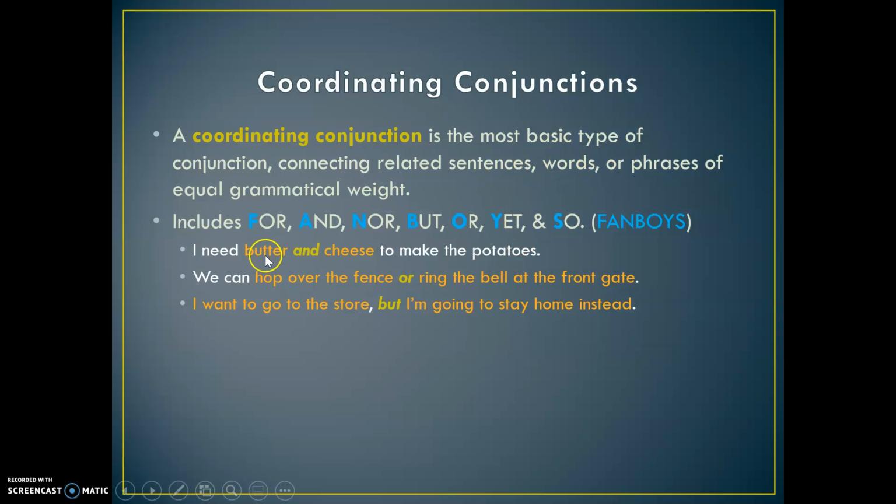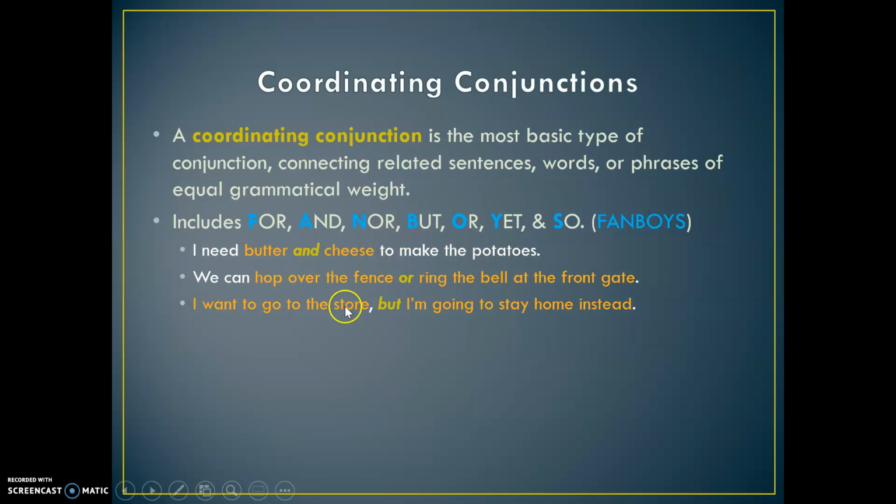So we're connecting the noun butter with the noun cheese, okay? In the second example, we can hop over the fence or ring the bell at the front gate. Here we are connecting phrases, and these are verb phrases. So hop over the fence is our first phrase, or is our fanboy, and ring the bell at the front gate is the second phrase. Those combine to make the predicate in the sentence.